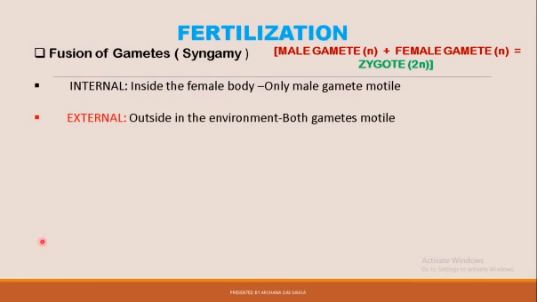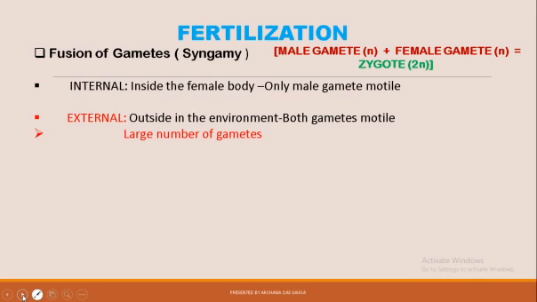And if the similar process, syngamy, occurs outside. Now, in this case, when can it occur outside? When both the gametes are motile. Even the female gamete will be released into the external environment. Male gamete will be released into the external environment, and then fusion will occur.